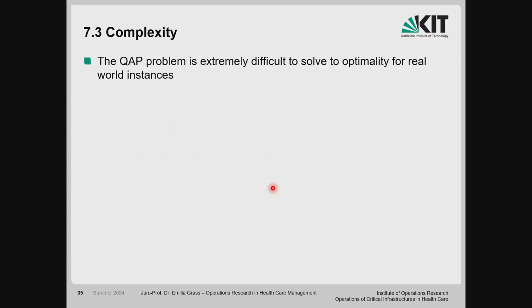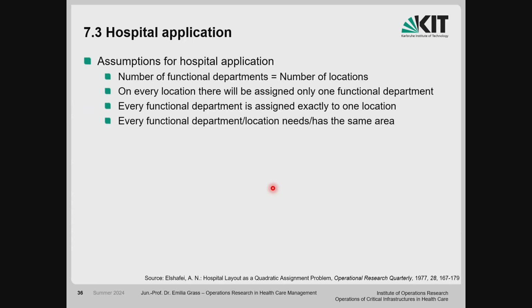Okay. So the QAP is extremely difficult to solve, at least to optimality for real-world instances, because we don't have a hospital with 4 rooms and 4 departments. We often have really huge hospitals, and that means we need some kind of heuristics, and if you look in the literature, you will find a bunch of that.